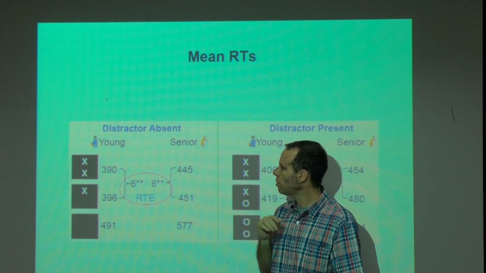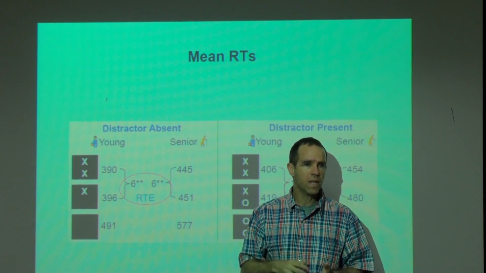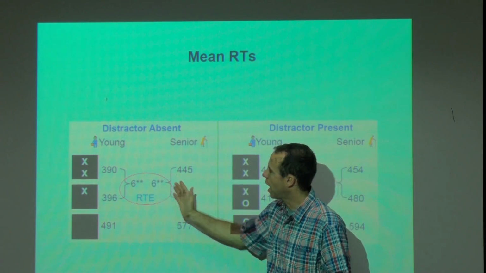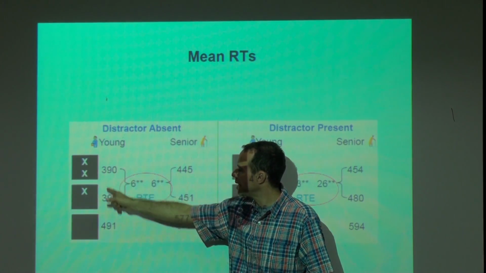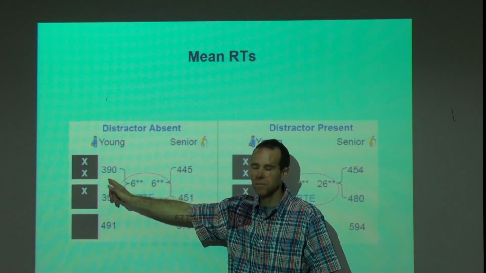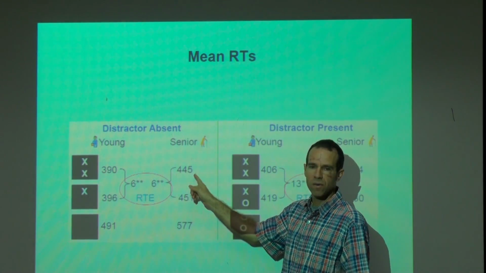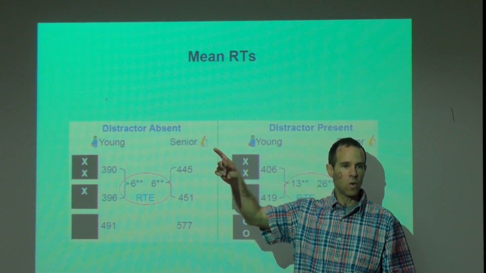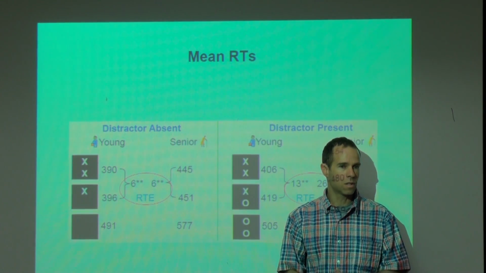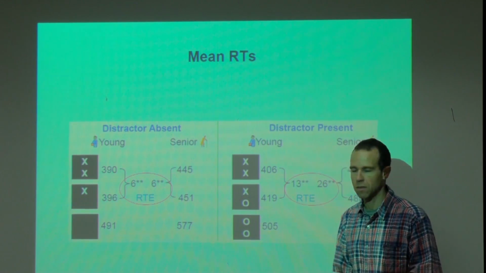Although, before I move on, notice that on average, the older adults are slower than the young. So the young are about 390 to 400 milliseconds here. The seniors are 450. So a 15 millisecond difference. This is exactly what you have on your poster, right? So very consistent finding if you're done.